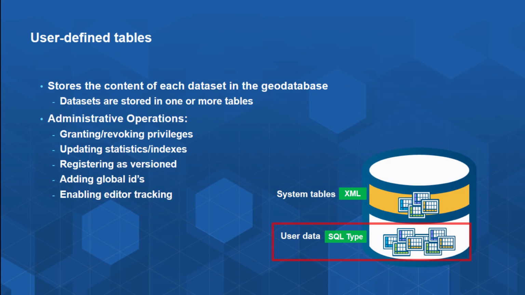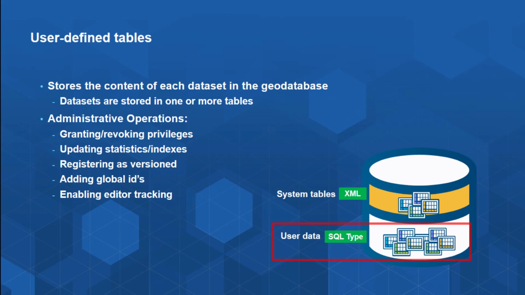The second set of tables that we're going to talk about are the user data tables. So these are the tables that most people are very familiar with. These are your feature classes, your various data sets. These are the things that you actually see when you pop open a geodatabase and browse through it.